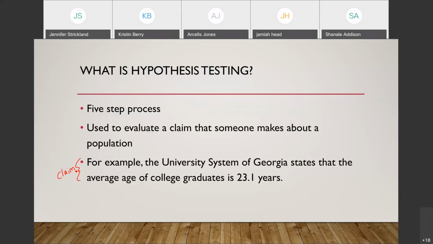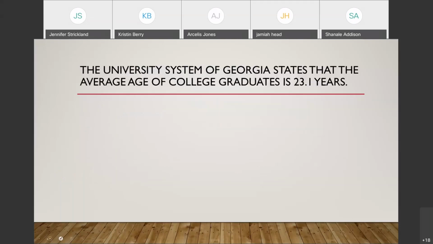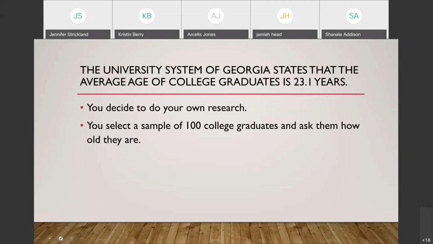Okay, so I'm going to take that same statement and move it to another slide so we can think about it a minute. University System of Georgia states that the average age of college graduates is 23.1 years. Again, don't write, let's just talk. So you decide to do your own research. You're going to try to decide whether you agree or disagree with that statement. So what are you going to do? You're going to pick a sample of college graduates, because you wouldn't ask every college graduate in the United States, because that would be too big, right?